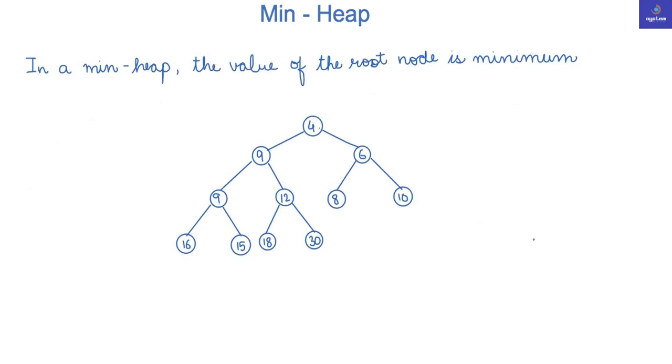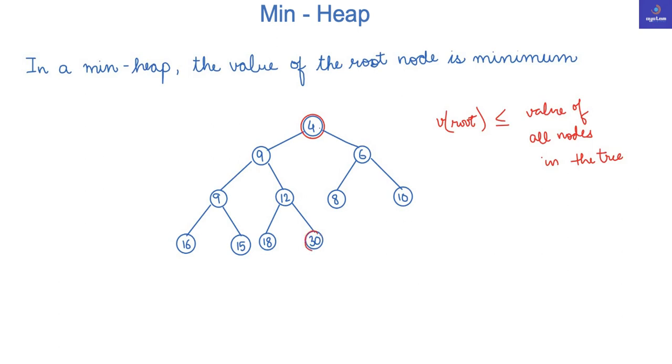Now let's look at a property of min heap. In a min heap, the value of the root node is minimal. So let's prove this. Let's take this example. Here 4 is the root node. Now to prove that the value of the root node is minimum, what does that mean? That means that the value of the root node is less than or equal to the value of all the nodes in the tree. Right? Now let's take some arbitrary node in the tree.